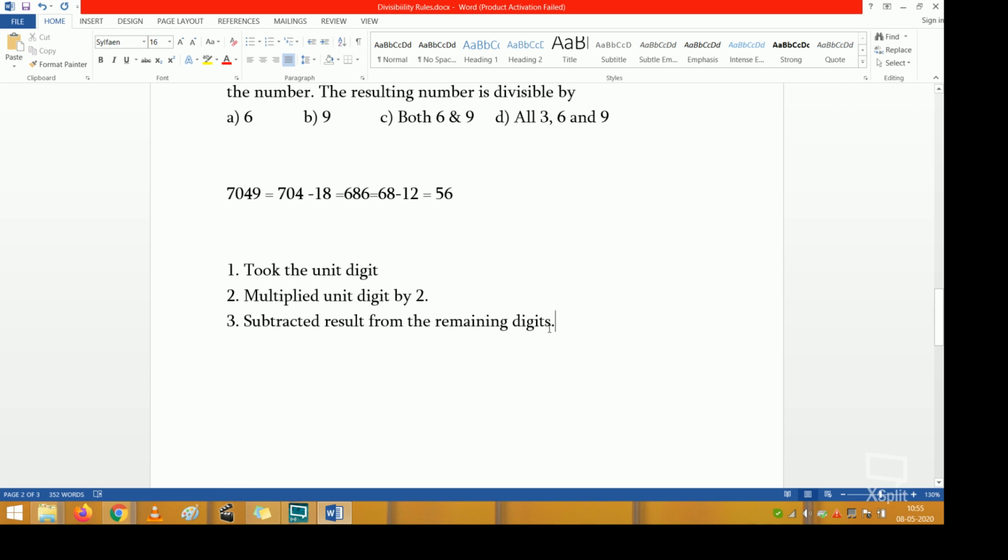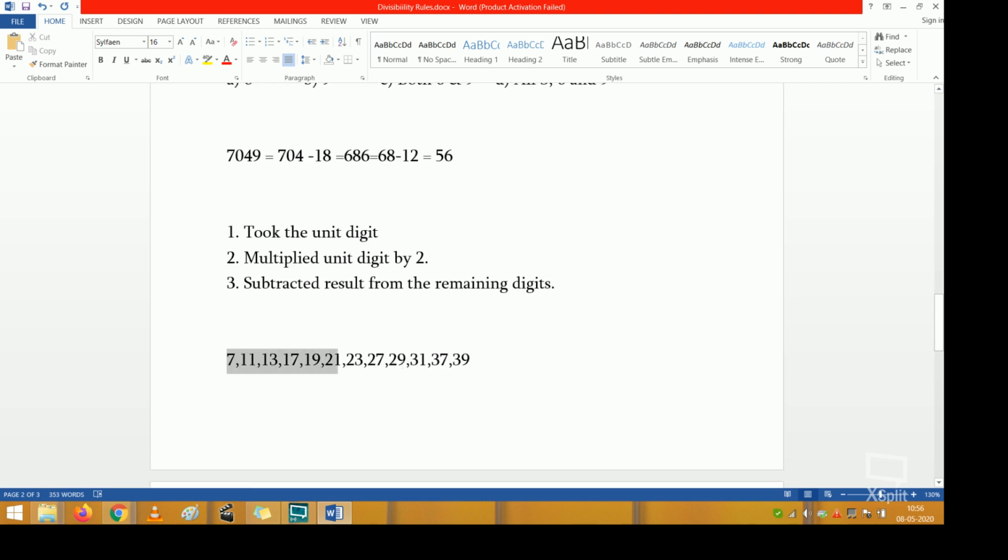You can use the same rules for all these numbers: 7, 11, 13, 17, 19, 21, 23, 27, 29, 31, 33. Even for 33 you can do it, but it is easy to do otherwise. 37, 39. See how many numbers we can use the same method for. That is what I was trying to show. This is the most important thing that you can learn. For all of these you just have to follow these three steps. The only thing is, for each number things will differ.